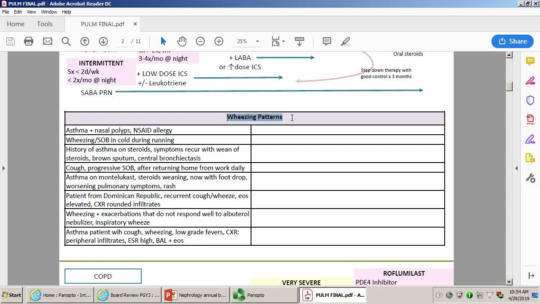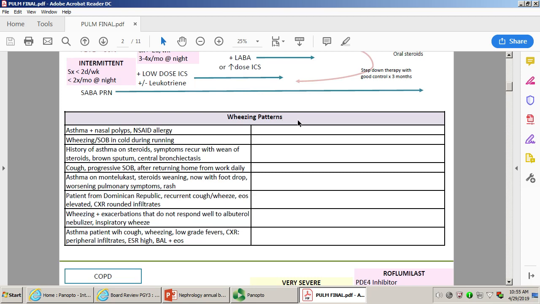So some wheezing patterns, right? So kind of paying attention to the wheezing patient on the test and making sure that it's not an asthma mimic, making sure that it's not kind of an asthma plus type syndrome, or that there's anything else that could be exacerbating their asthma that you could intervene on, right?